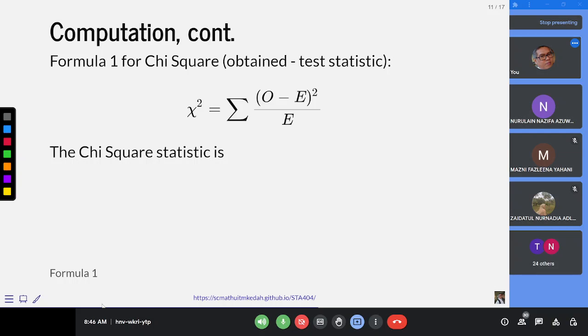Right, so the next one we're going to look at is the formula to calculate the chi-square test statistic. The formula is given by what you can see in front of you on your screen. So what does this mean? You have O and E. In this situation, the O refers to the observed frequency.